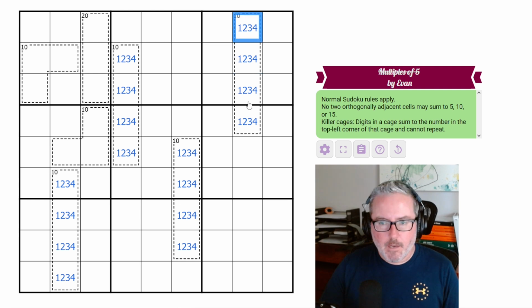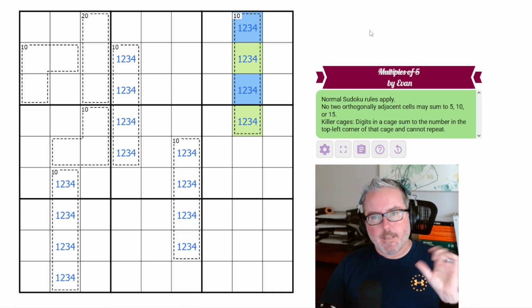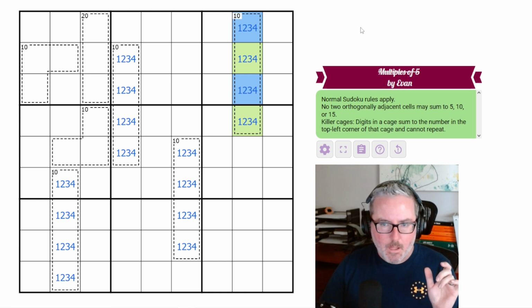So if you have a 1-4, it would be these 2. If you have the 2-3, it would be these 2, that sort of thing. So you get this kind of patterning, I guess, of the 2 sets of 5s.